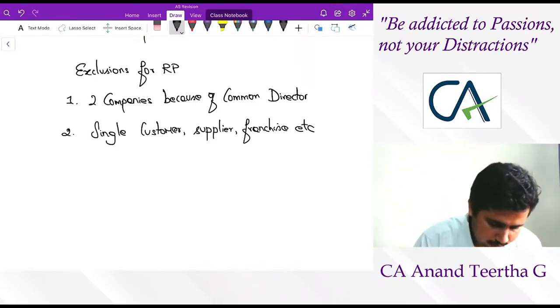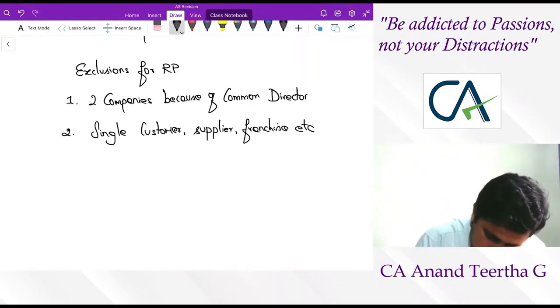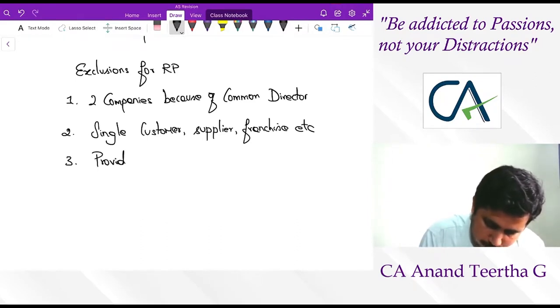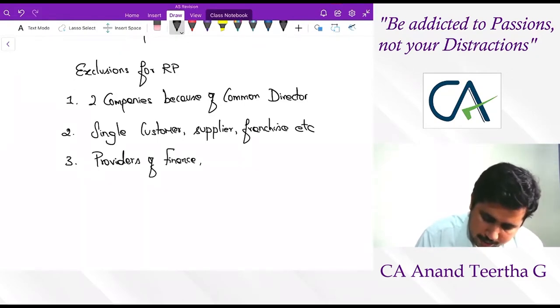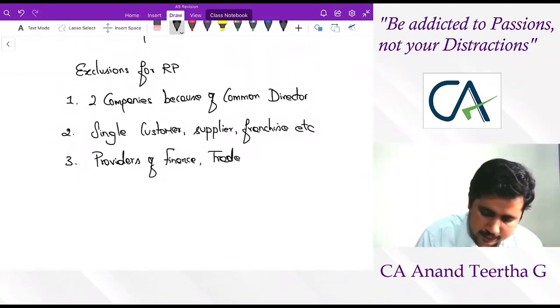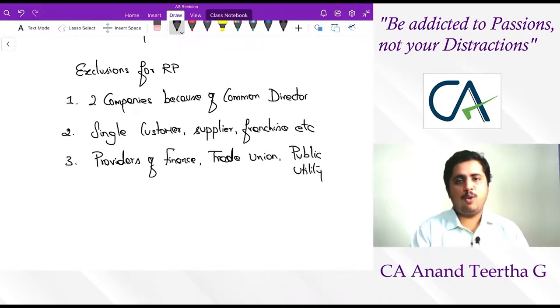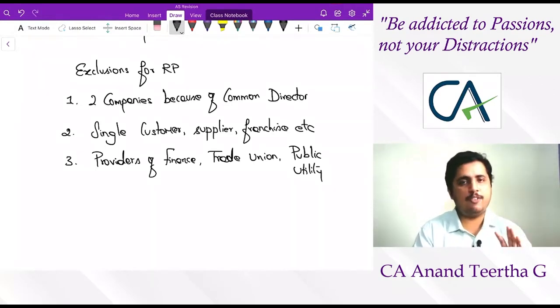Then third one, providers of finance, then trade union, public utility, etc. Again, you'll have voluminous transactions. You are dependent on them for finance and all, but still they are not related party. You are just dependent on them for getting finance. So there is no related party relationship as such. So you need not consider them.